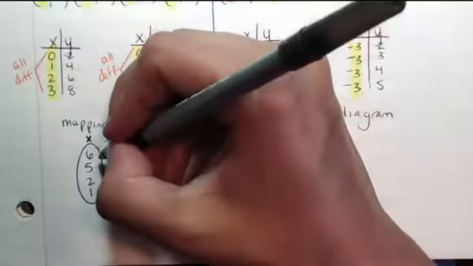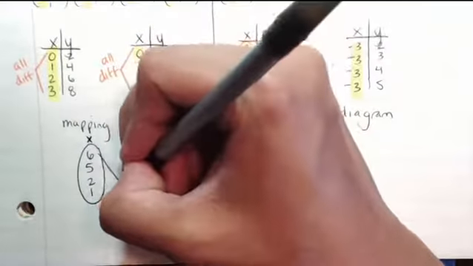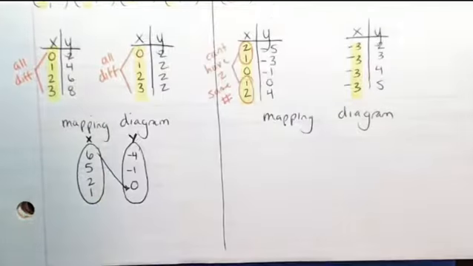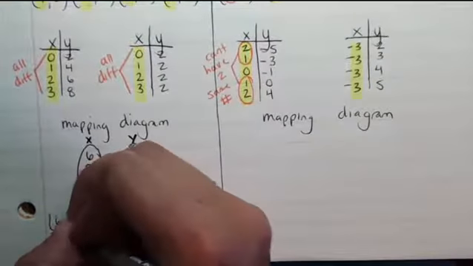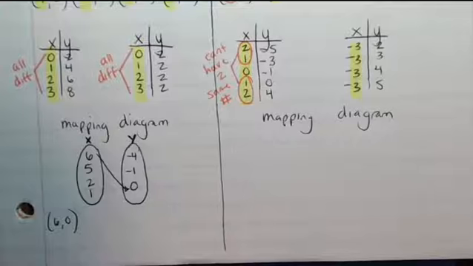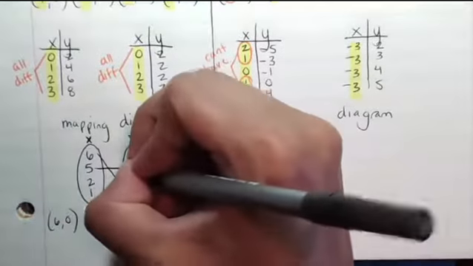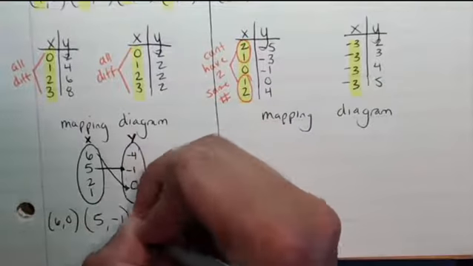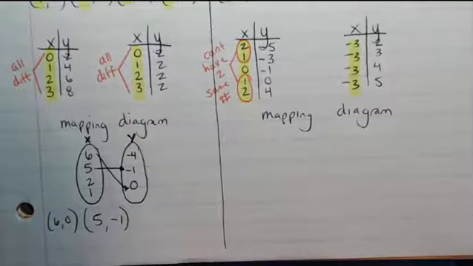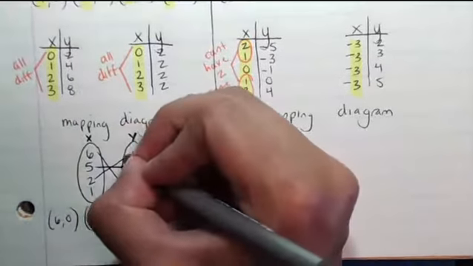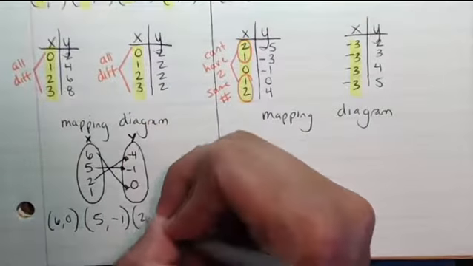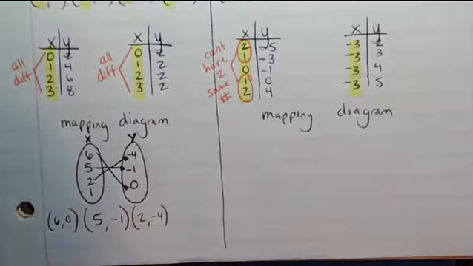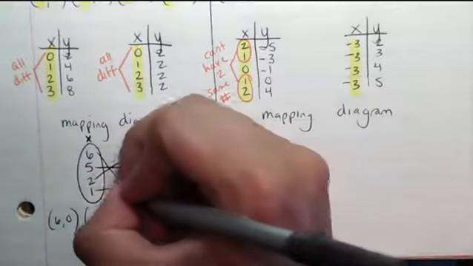So if I put maybe an arrow from 6 to 0. Okay, that shows me this is 6, 0. That's in the function. Let's go 5 to -1. So again, write that ordered pair, 5, -1. Let's go 2 to -4. And we'll go 1 to 0.